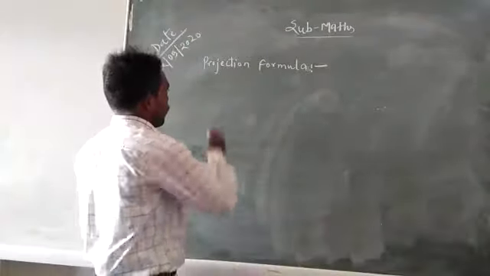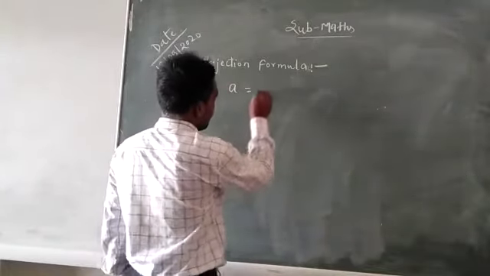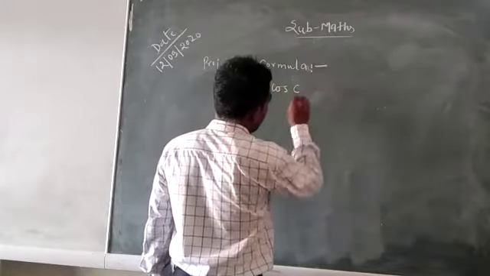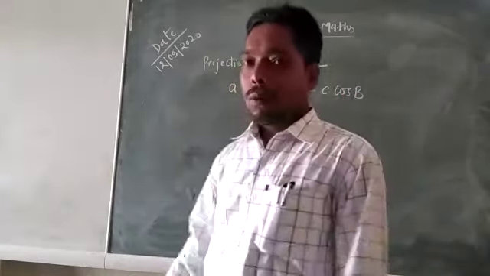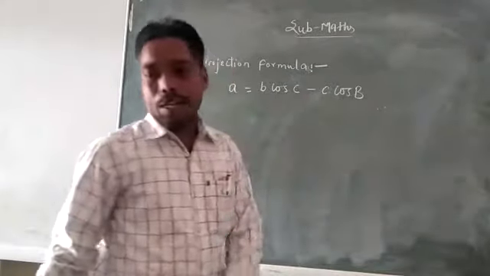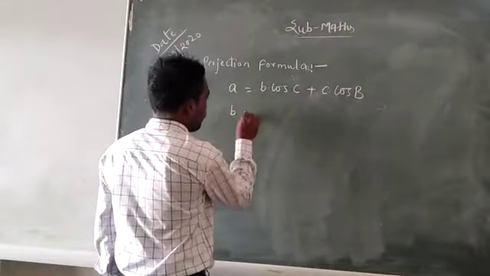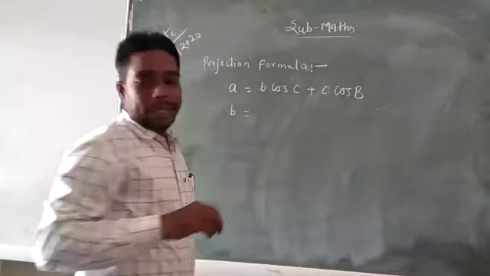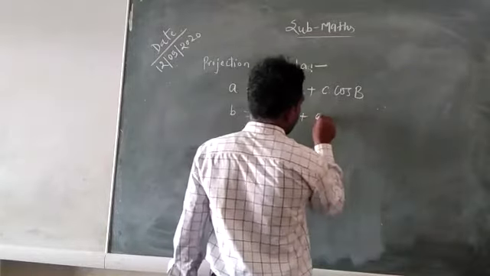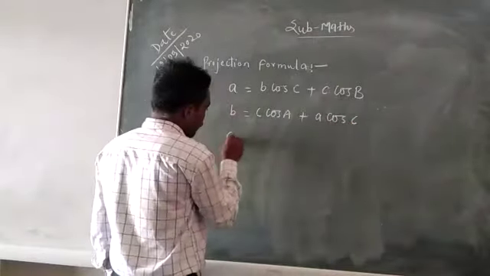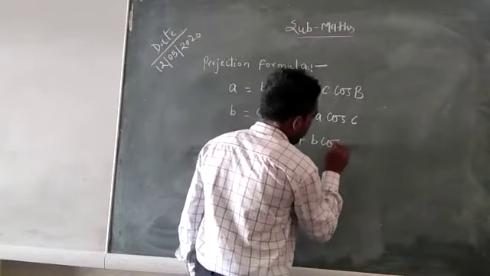If we have triangle ABC, then a = b cos C + c cos B. And b = c cos A + a cos C. And c = a cos B + b cos A.